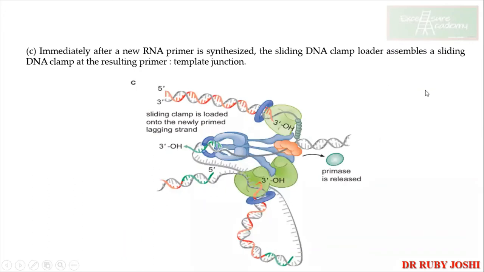ओके. Now, immediately after the new RNA primer is synthesized, the loader is assembling the DNA clamp at the resulting primer template junction. As I said, primase hat gaya bhi. The moment it is removed, what is happening? The loader has put the clamp over here, right? So, once the clamp is put over here, this DNA polymerase will come and sit over here. And we'll start synthesizing this single-stranded DNA. अभी हमारे पास primer है, DNA polymerase है, and dNTPs are present in the pool, so it can take it from there.